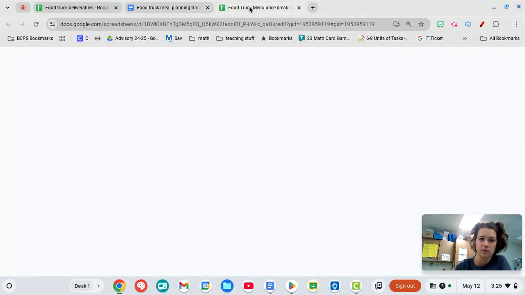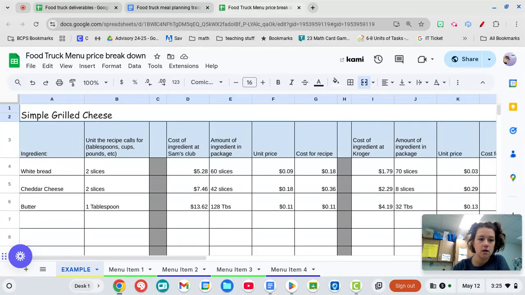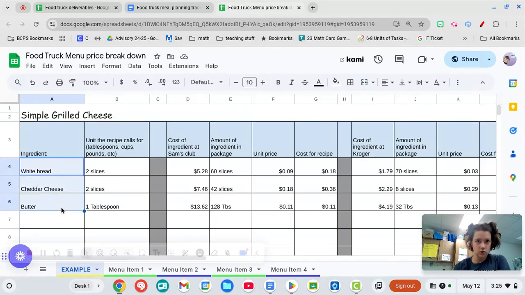If we go to the price breakdown, that's the Google Sheet. The very first thing I need to do is fill in the name of what I'm making and then the ingredients. This is just the first column of that blue doc. And the unit the recipe calls for. This is the third column of that blue doc.